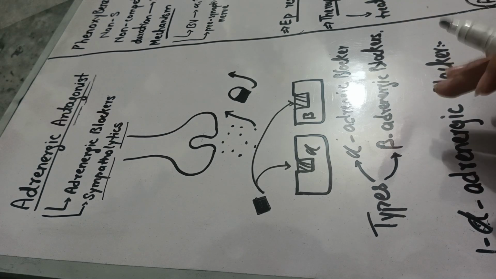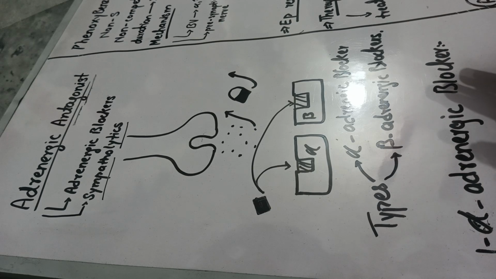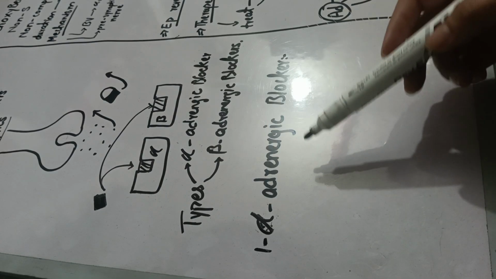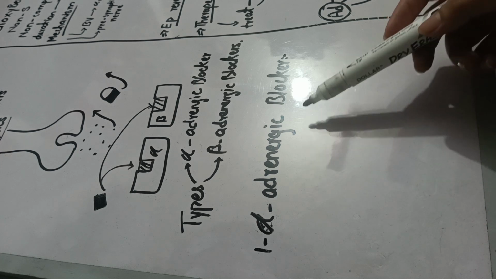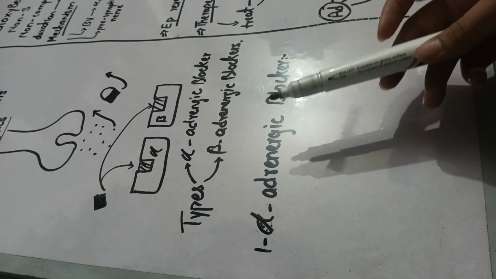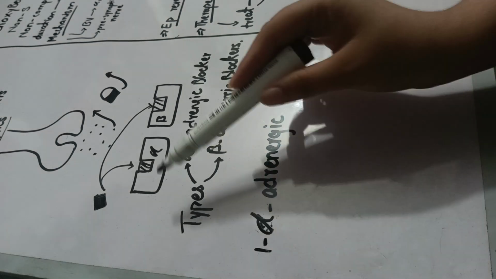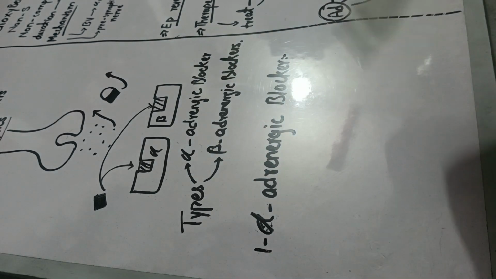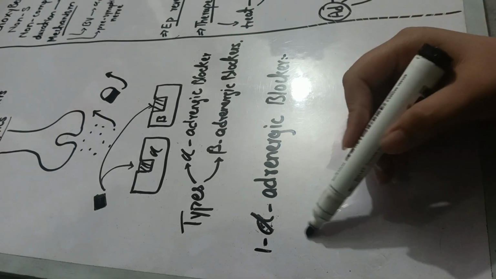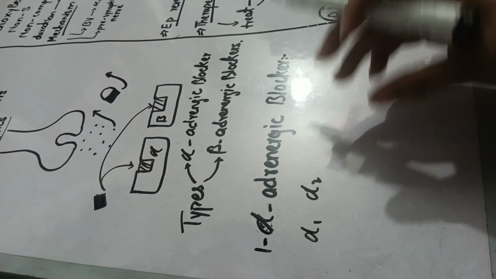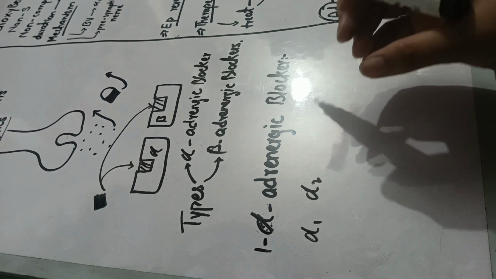So now let's discuss the alpha adrenergic blockers. First you will write the definition: alpha adrenergic blockers are adrenergic antagonists which only bind to alpha receptors. Alpha receptors are of two types, alpha 1 and alpha 2. So they bind with them and decrease the sympathetic activity.